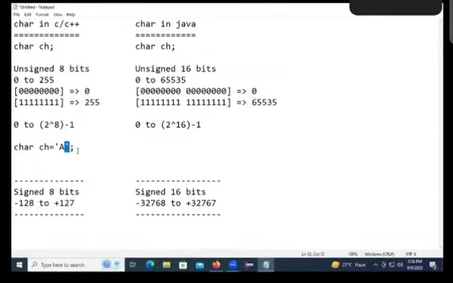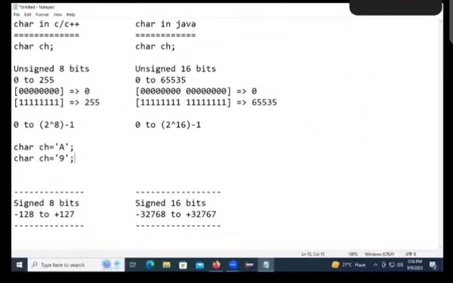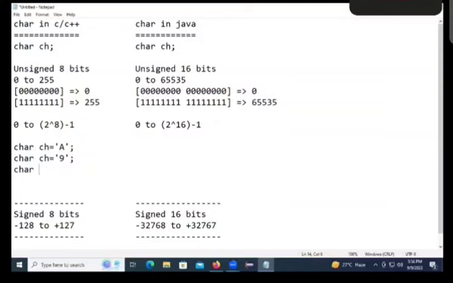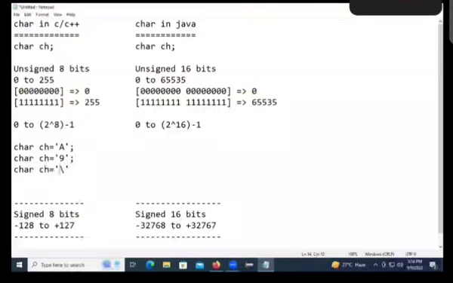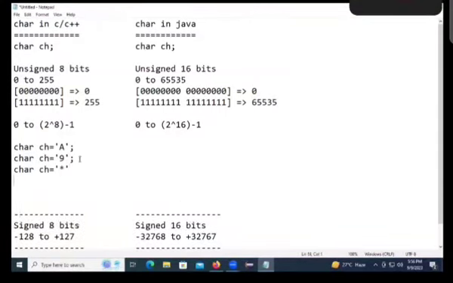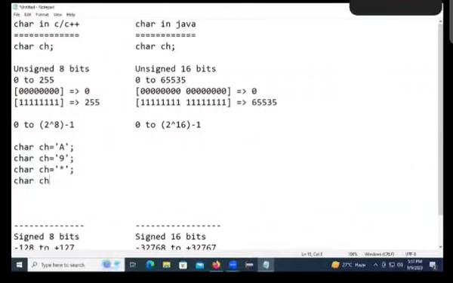So C is equal to '9' is also valid. 9 is also a character now. 9 is a number, but when you write 9 in single quote, it becomes a character. Character C is equal to, suppose, a plus. This is also a character. Like I will take a star. Any character, take character C is equal to a bracket. It is all a character. So any character you store in single quotes is a character constant.